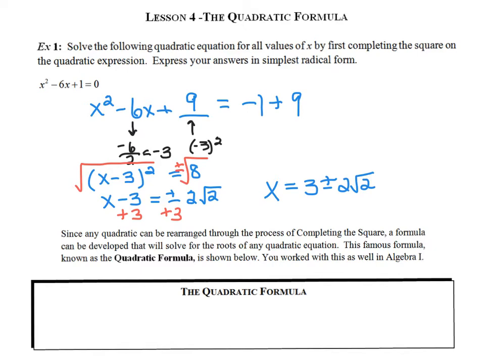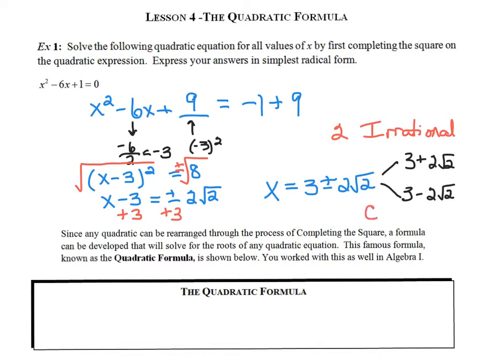Notice that we really have two answers here. We have the solution 3 plus 2 radical 2, and we also have the solution 3 minus 2 radical 2. These two numbers are both irrational. They have a radical part that cannot be simplified, so I have two irrational answers. You'll notice that they're actually related to each other. One is 3 plus 2 radical 2, the other is 3 minus 2 radical 2.